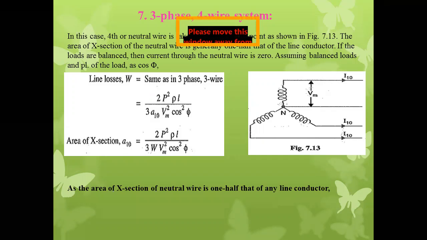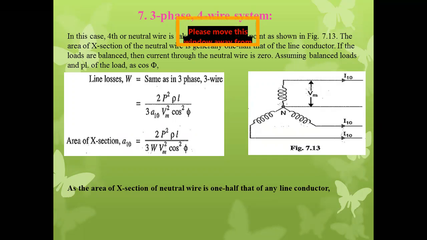The area of cross section of the neutral wire is generally one half of that of the line conductor. As I said earlier in the previous case, the area of cross section of the neutral wire is generally one half that of the line conductor. Suppose the line conductor has an area of 4 meters square, then the neutral wire should have 2 meters square, exactly half that of the line conductor.